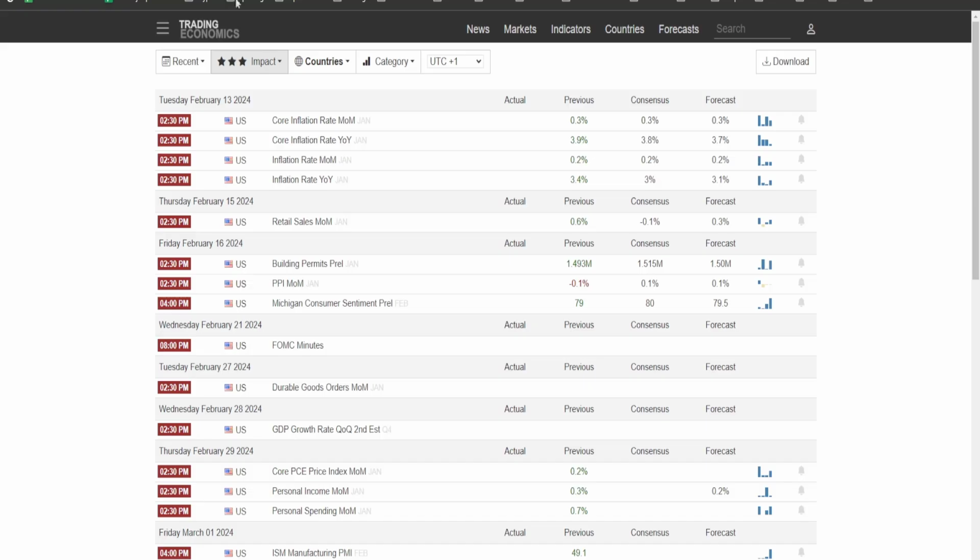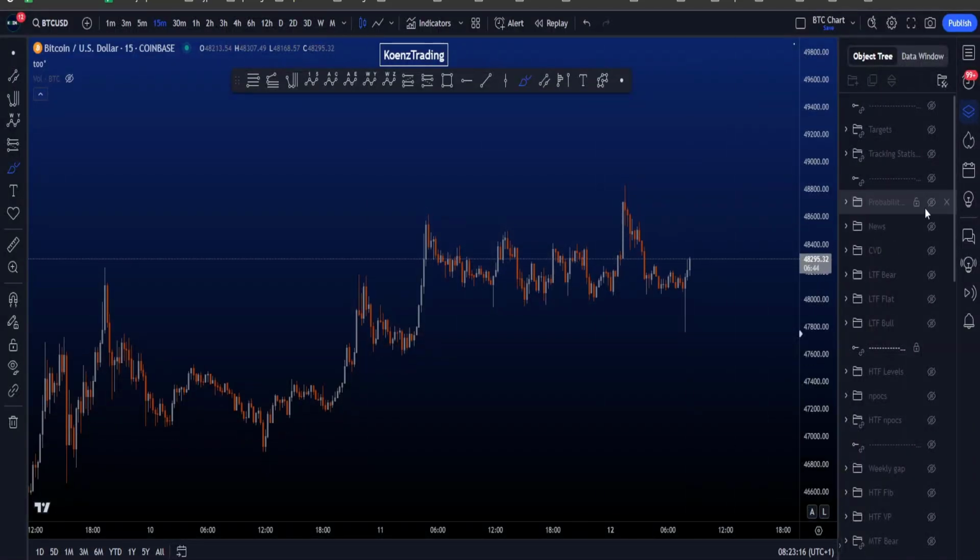We also have news this week. Tomorrow, Tuesday, February 13th at 2:30 p.m. Central European Time, we have high impact news, as you can see over here. So make sure you trade safe around these hours. And also on Thursday and on Friday, we have some high impact news. So it might be a great volatile week. That's what we like to see.